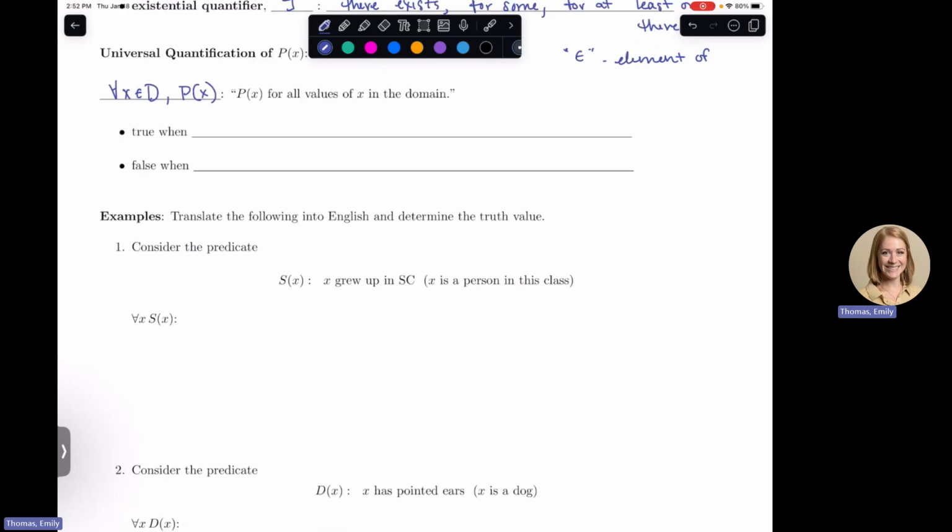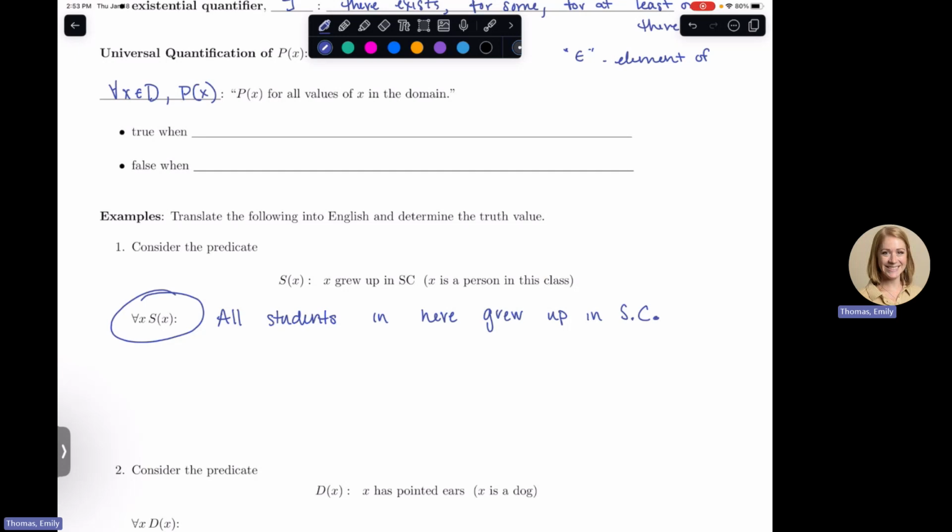So we have the predicate here, S of X: X grew up in South Carolina. Our domain is the people in this room. These symbols mean the following: all students here grew up in South Carolina. So this is a false statement. I shall tell you that now.